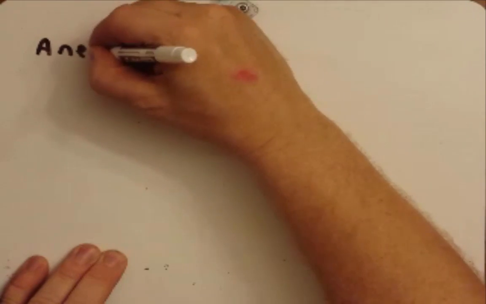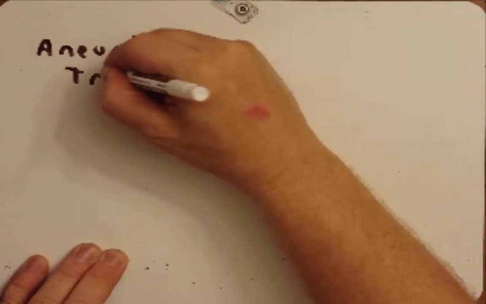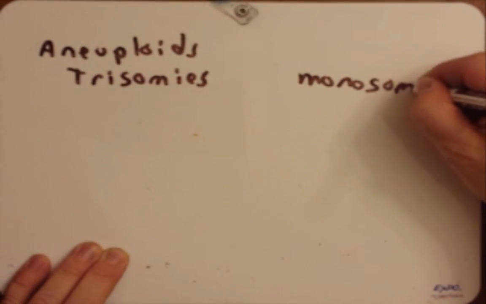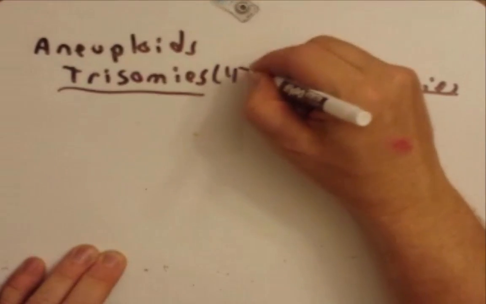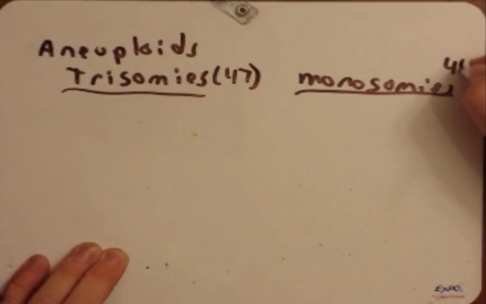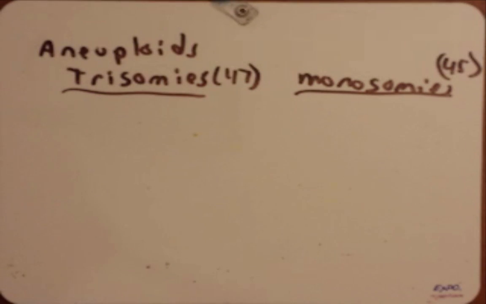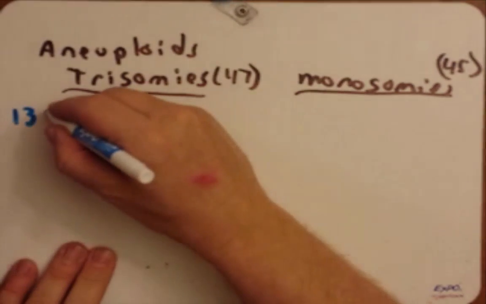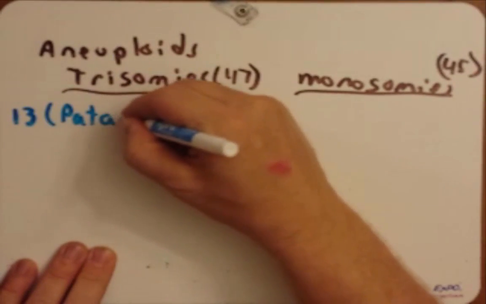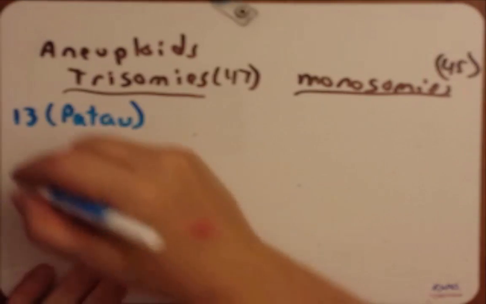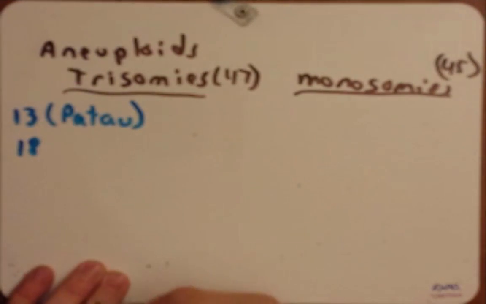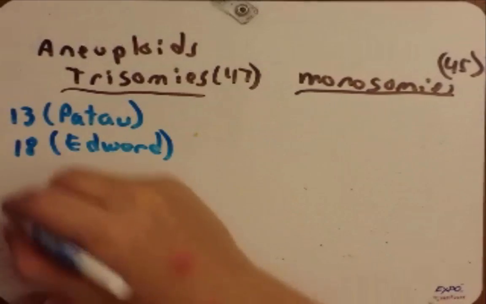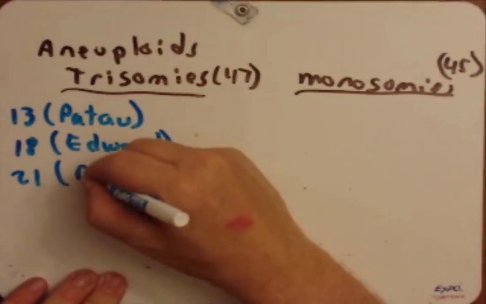Okay, so I want to list right now the viable aneuploids. So these are aneuploids. I'm going to break that down into trisomies and then monosomies. Remember, trisomies are going to have a total of 47 chromosomes. Monosomies are going to have a total of 45 chromosomes. Well, of the trisomies, we can have chromosome 13 exists as a trisomy. This has the name of Patau syndrome, P-A-T-A-U. We can also have a viable trisomy 18. This is known as Edwards syndrome. We can have a viable 21, which is Down syndrome.